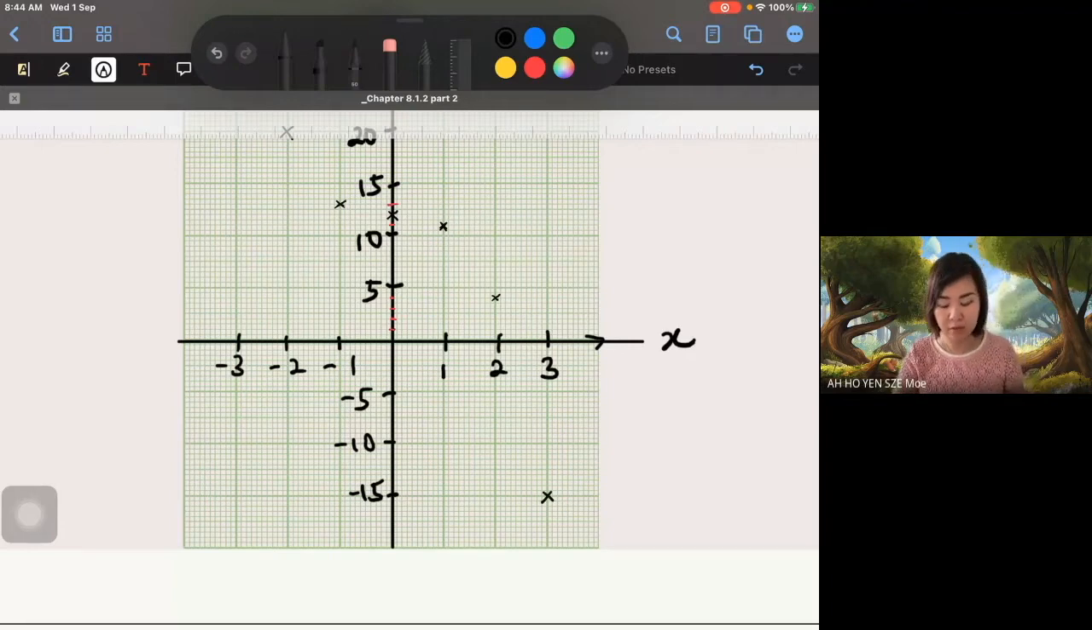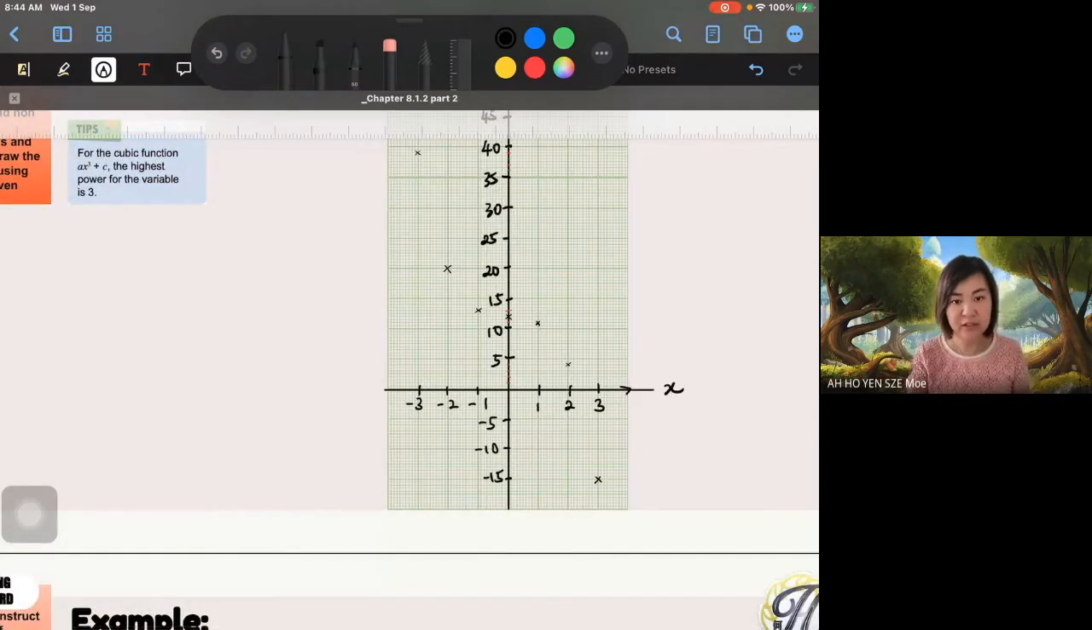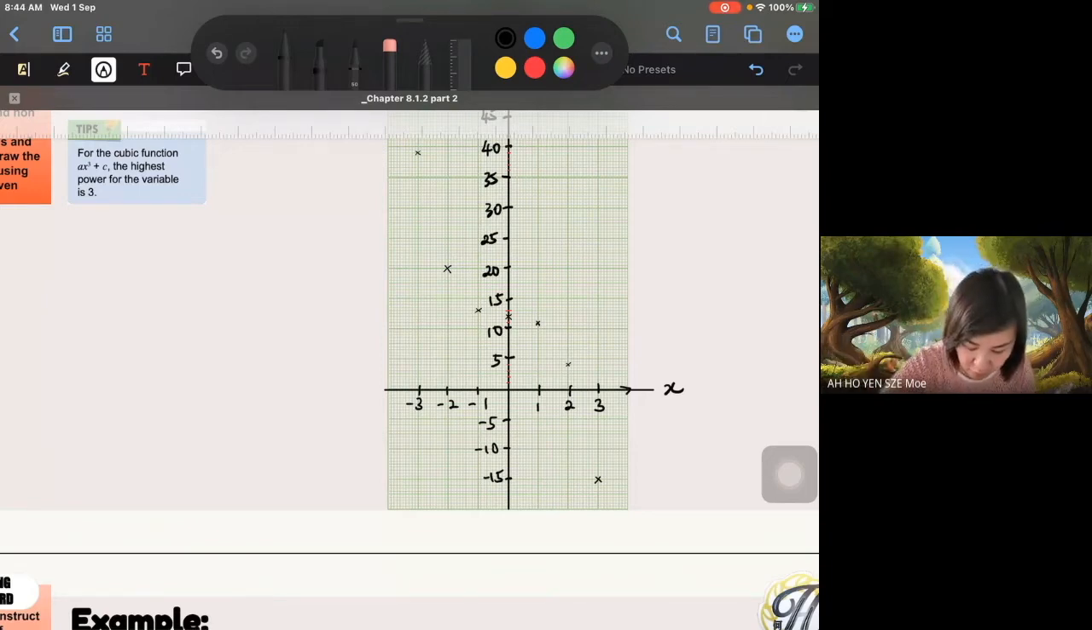So plot all the points, then you join. I can see the shape of the graph is a curve, but the shape is like an S, a reversed S. This one is actually called a cubic graph, when the power is 3. It is like an S, either on this side or on this side, depending. Since this is positive, this side. If negative, this way. So join up all the points.